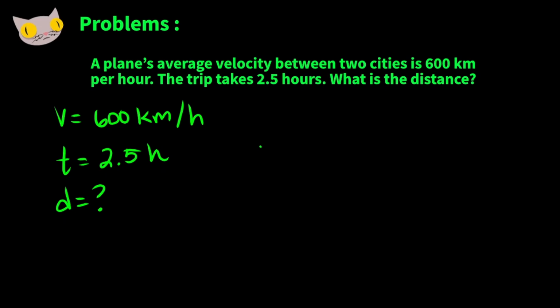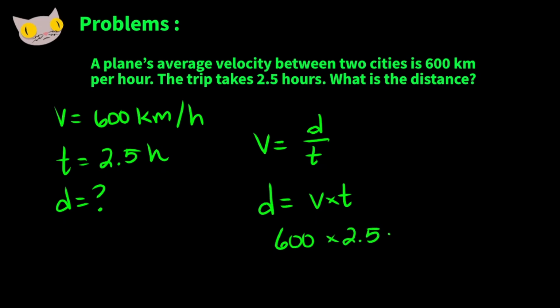Now, we know velocity is distance over time. If we rearrange the equation, we have distance is equal to velocity times time. So 600 times 2.5 is equal to 1,500 kilometers. That is our distance.